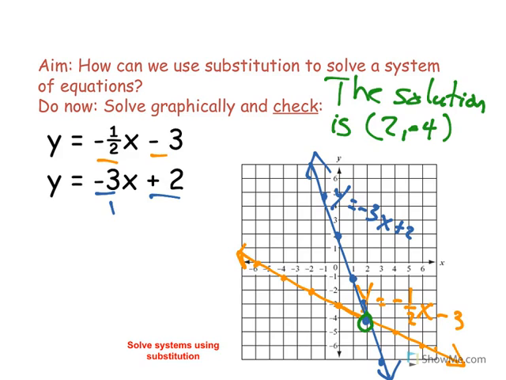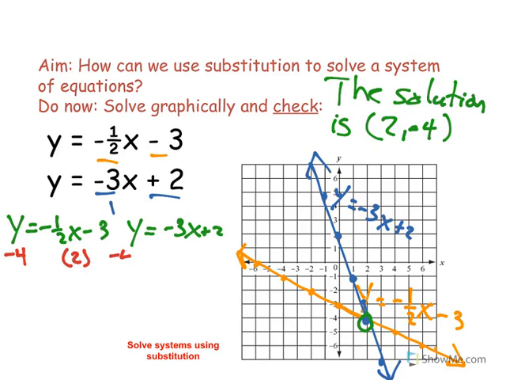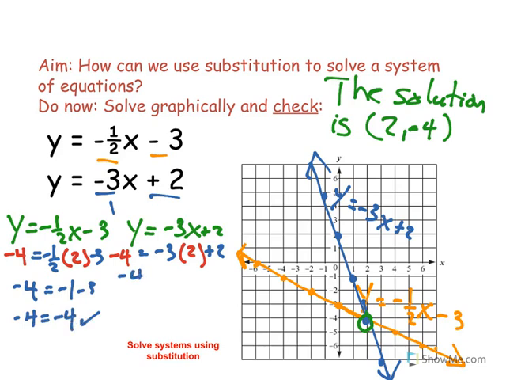So we can check both of our equations. If I take a look at my first one and my second one, in both cases I'm going to substitute 2 for x and -4 for y. If both of them check, then we know we correctly solved this system. Here I've got -1/2 of 2, which is -1, and -1 minus 3, which is -4. So far, so good. And here we have -3 times 2, which is -6, and -6 plus 2 is -4. So definitively, we know that we solved the system correctly.